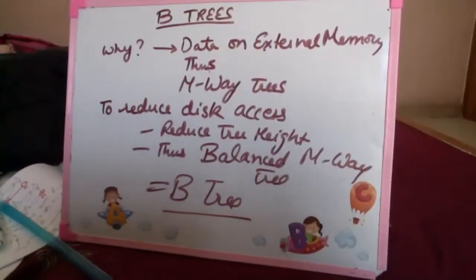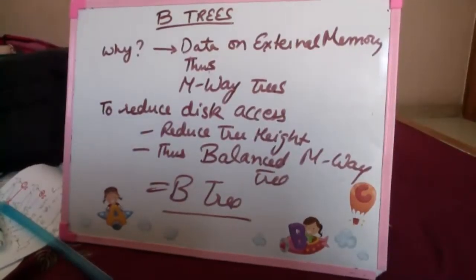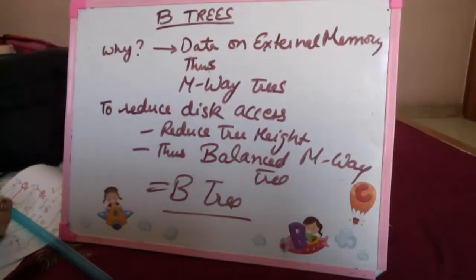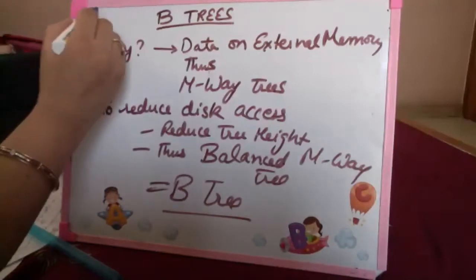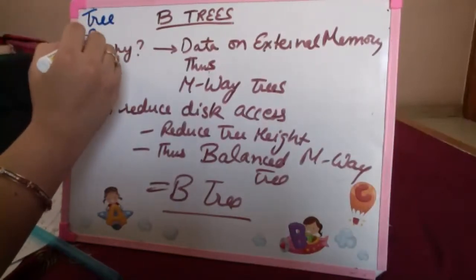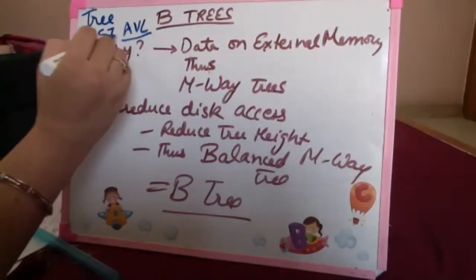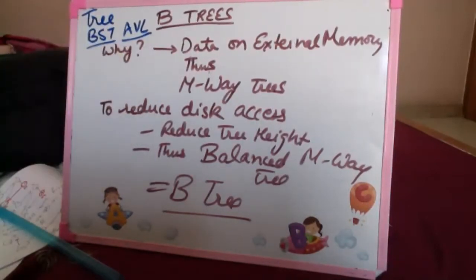Why do we require B trees? We already have read about trees. We have read about binary search trees. We have read about AVL trees. Then what was the problem with all of them that we had to come to B trees?